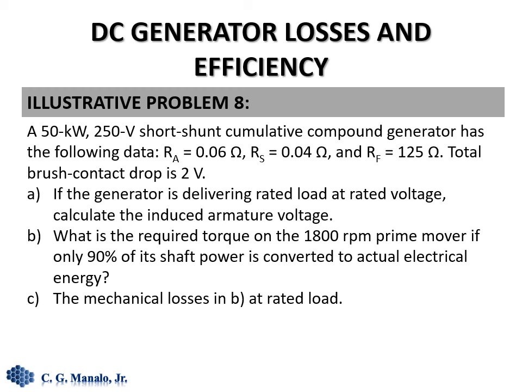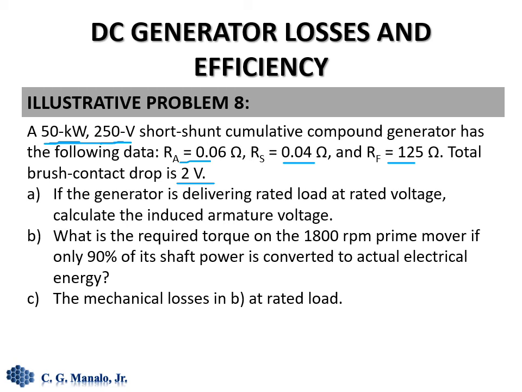So let's have one example for a compound generator. Here we have a 50 kilowatt, 250 volt short shunt cumulative compound generator. This is the rating of that generator, and these are the resistances of the armature, series, and shunt fields. We also have a brush contact drop of 2 volts.